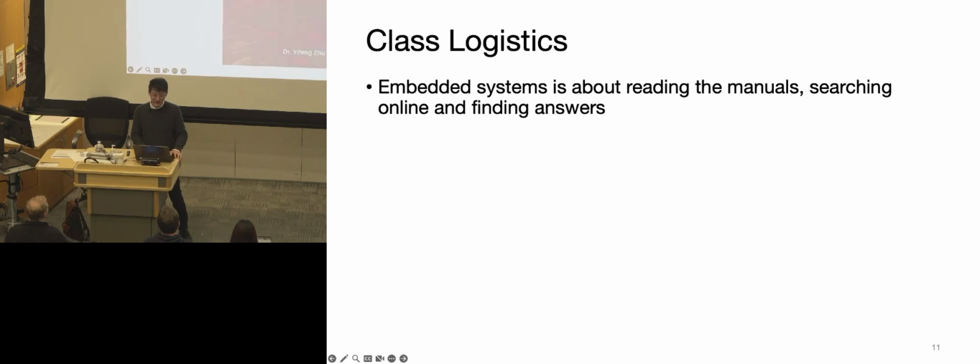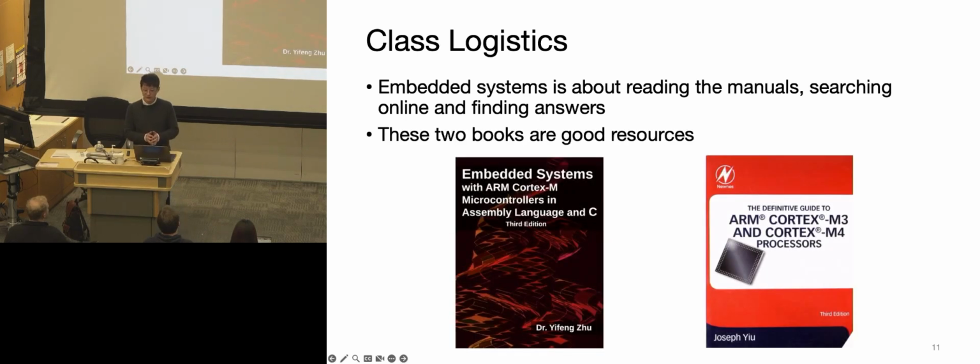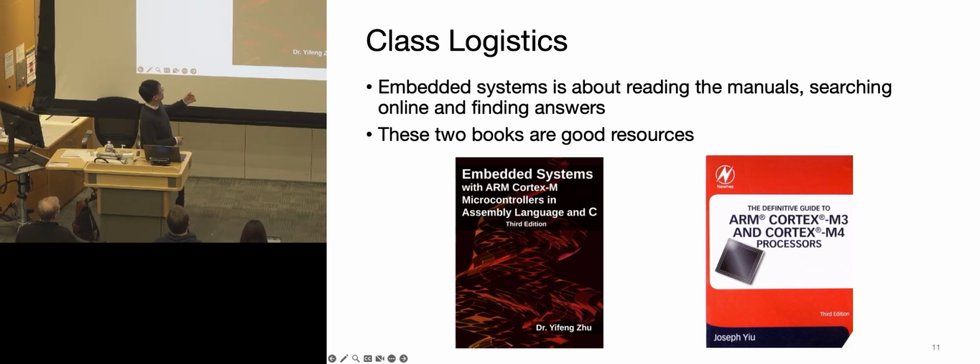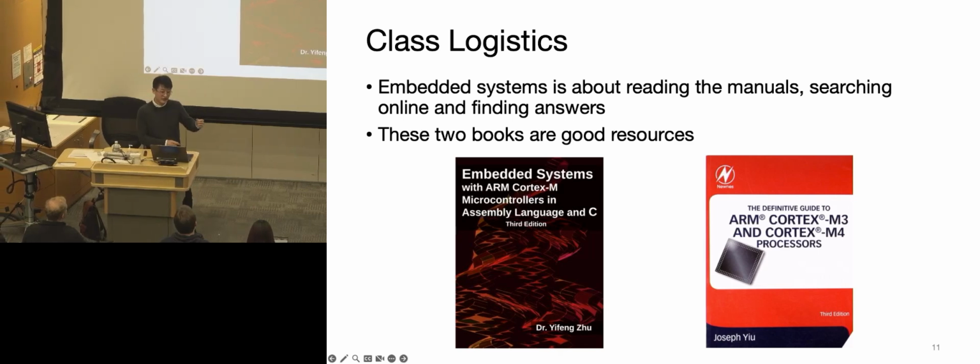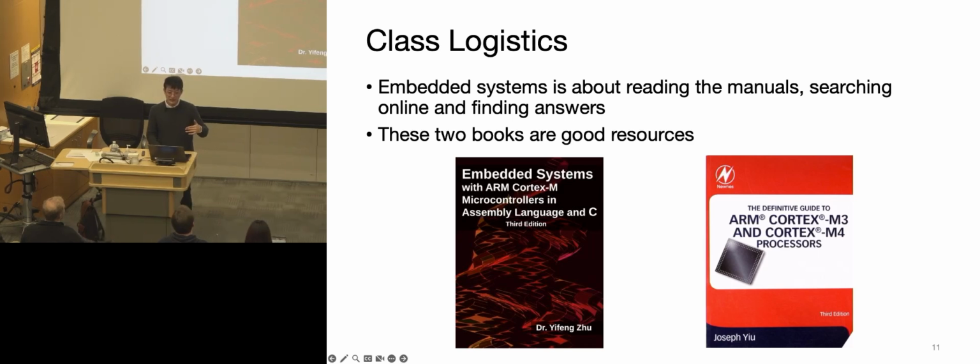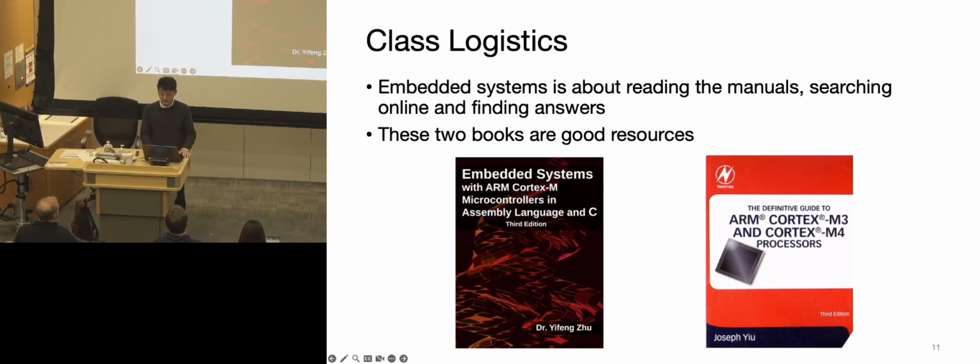There's no mandatory textbook for the class, but if you definitely want to read something, these two are the ones recommended. The first one is Embedded Systems with ARM Cortex-M Microcontrollers in Assembly Language and C. I was told that this is a great book. I haven't read it; it's going to arrive tomorrow night, and I'm looking forward to it. And that one is basically a very, very detailed manual, in case you want to explore in more depth how exactly this architecture and this chip works.